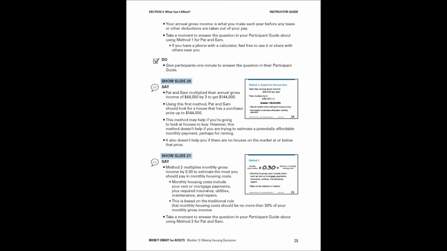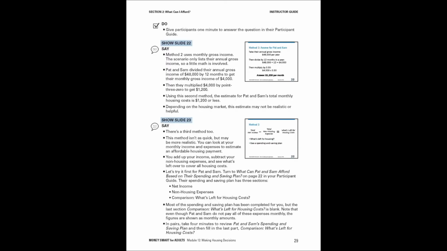Then method 2 is on slide 21, where we're actually taking the gross monthly income, multiplying it by 0.30, and coming up with the math on this. And so slide 22 breaks that down. And as you can see here, there's $1,200 a month based on that formula.